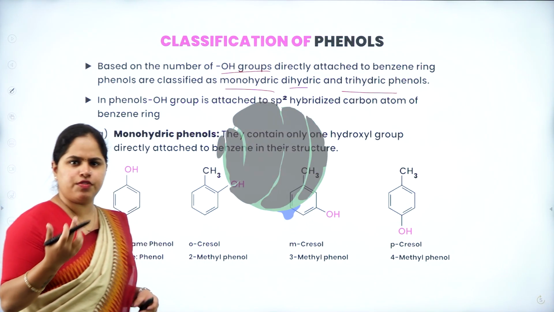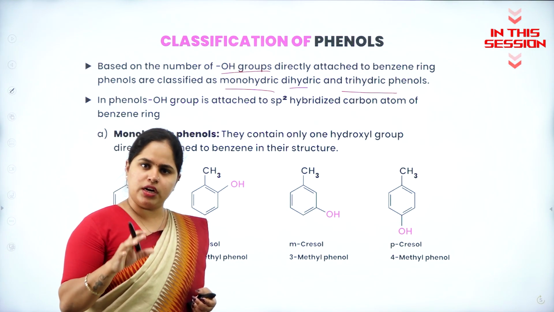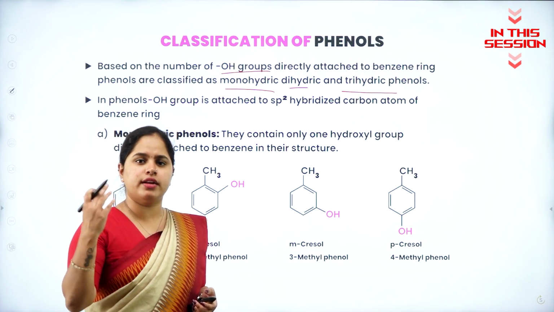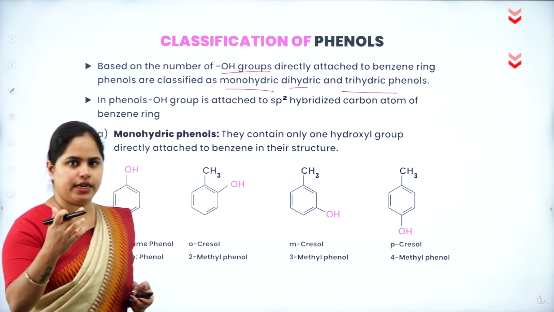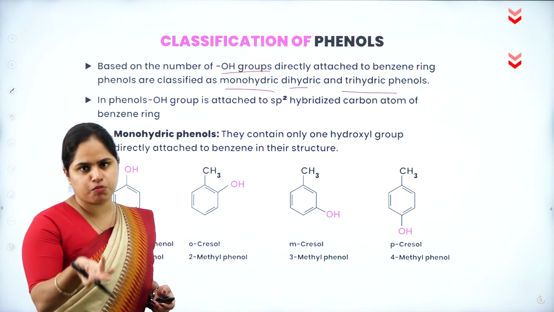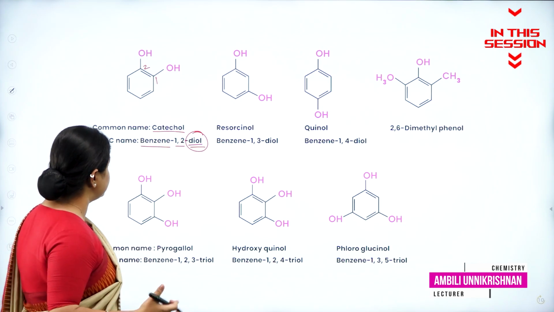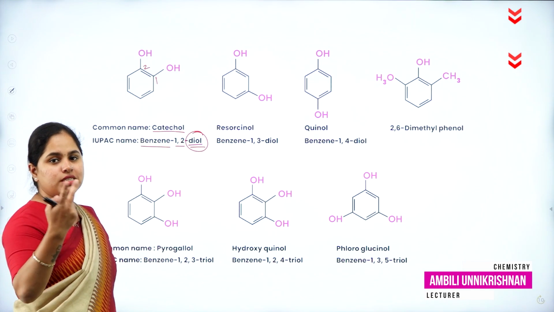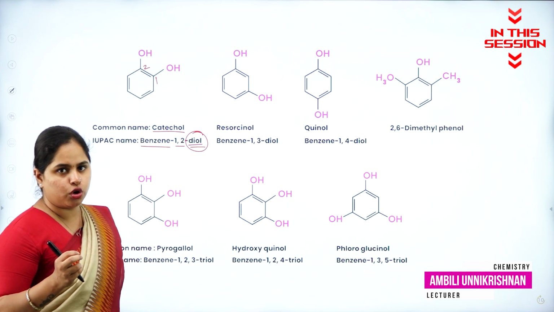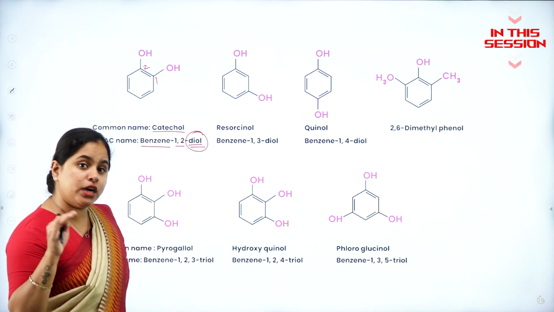The same way we have classified alcohols also. If there is only one OH group, monohydric. If 2 are there, dihydric. 3 are there means trihydric, and more than 3 if it is there, we call it polyhydric, right? So you need not write it in the form of phenol. It will be benzene, and on benzene you have on the first and second carbon atom 2 OH groups. So it is benzene 1,2 diol.